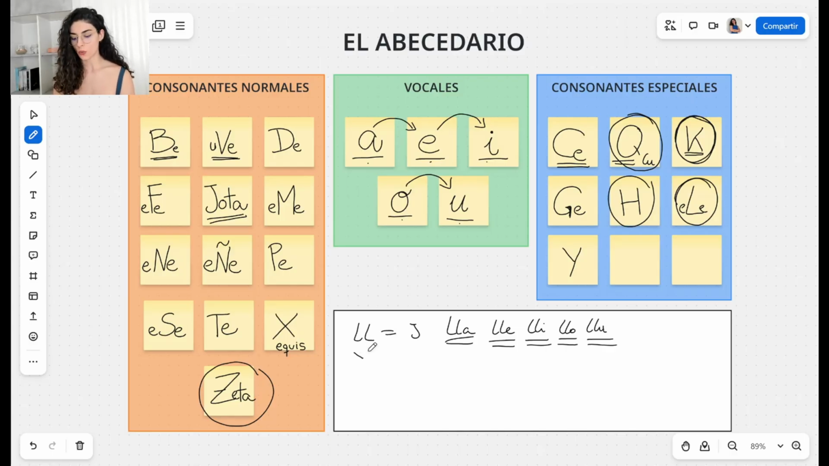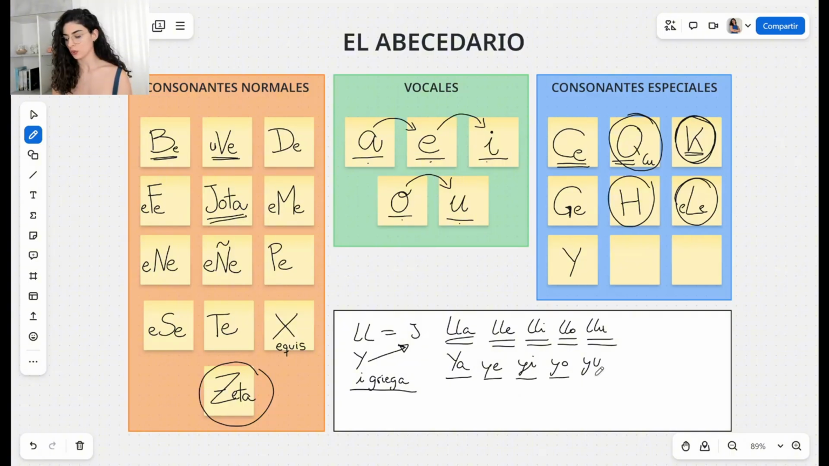So the letter Y, called Y griega, is going to have the same sound when it goes with a vowel. So this is ya, ye, yi, yo, yu. Ya, ye, yi, yo, yu.